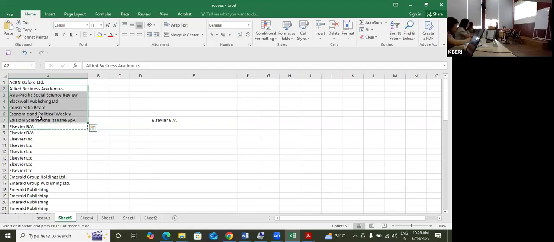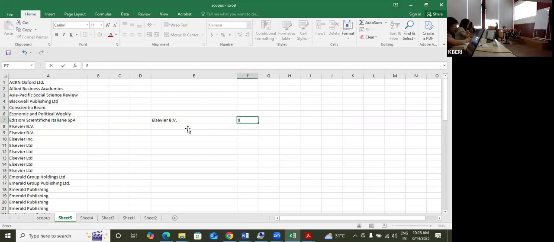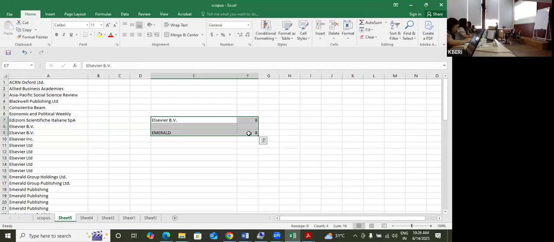Understood? So elsewhere you can count the number 1, 2, 3, 4, 5, 6, 7, 8. So we can write down here as 8. So next is Emerald. So you can write it down here as Emerald, and you write the number of papers, whatever the number of papers is. So you make this table again in your paper and do the narration.